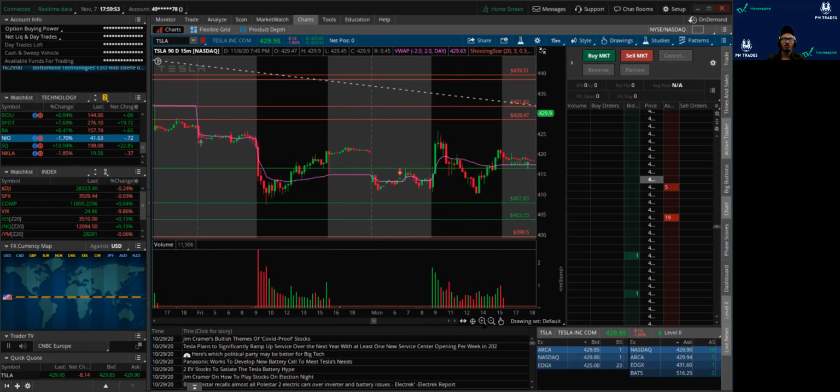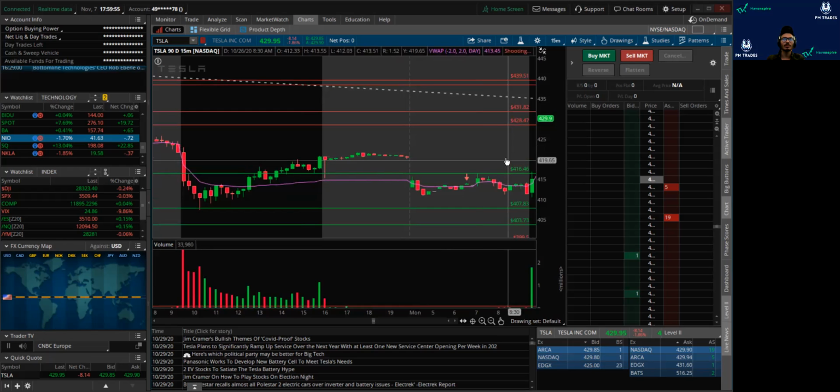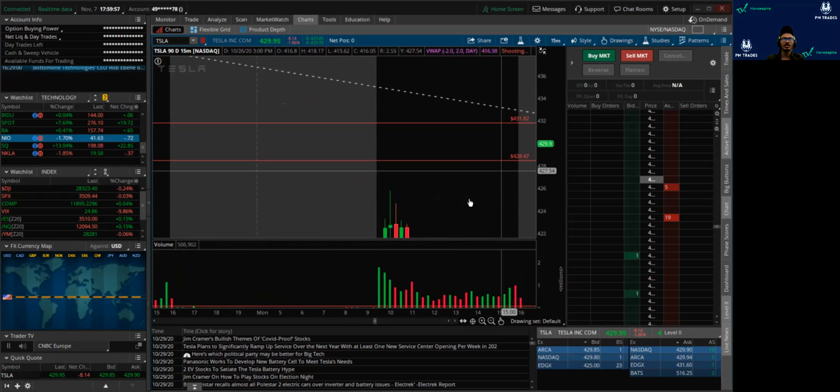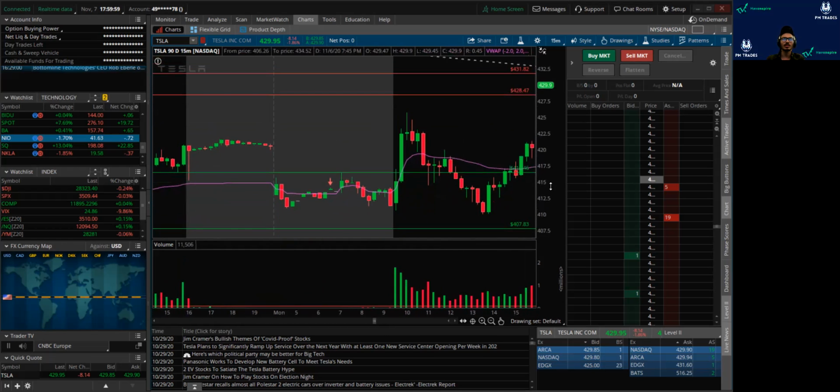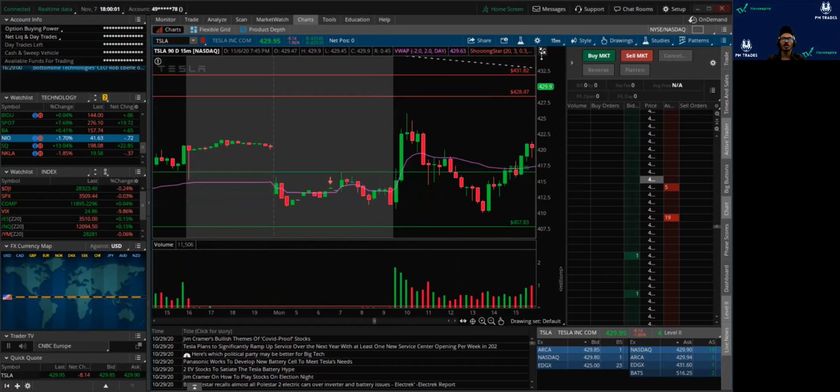If I just zoom in, you'll be able to see it in a better way. Once this particular level was broken, so it's a 15-minute chart, mind you, when I missed this particular entry here, I did not get filled. I could have been aggressive by hitting the ask, but I was getting into two contracts worth $2,000, and I could not get filled here. So I just ignored the trade.